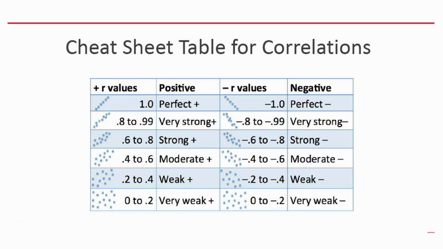So if you're finding it hard to describe these and you're looking for language, remember sometimes less is more. And so here's some words you can use. Very strong, strong, moderate, weak, very weak. Those are perfectly fine. You don't need anything more than that when describing the strength.